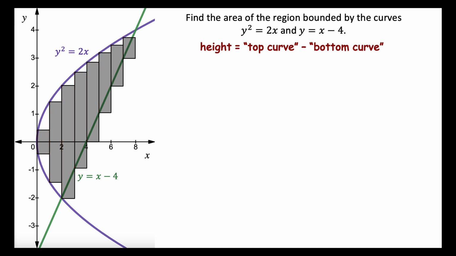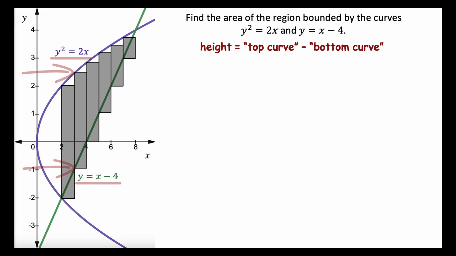For each of the approximating rectangles to the right of x equals 2, the top left corner rests on the curve y squared equals 2x, and the bottom left corner rests on the curve y equals x minus 4. So the height of each rectangle is the difference between the top curve y squared equals 2x and the bottom curve y equals x minus 4.